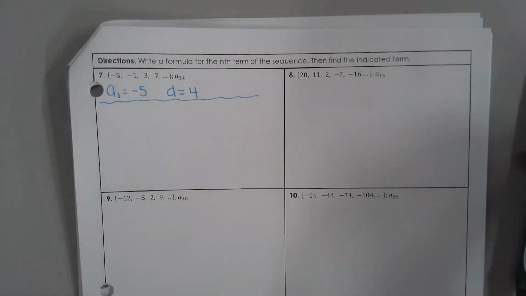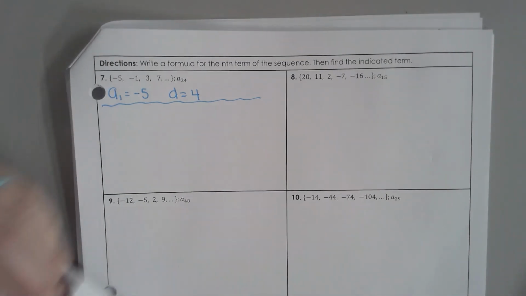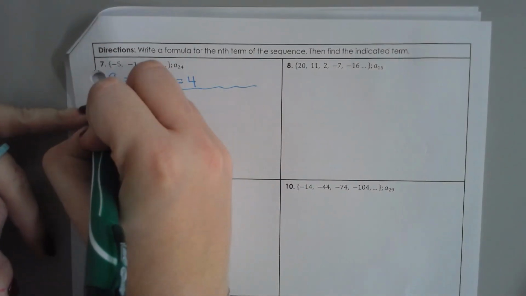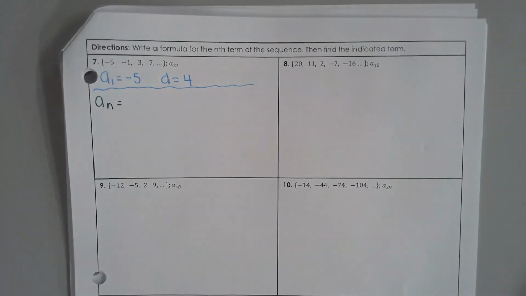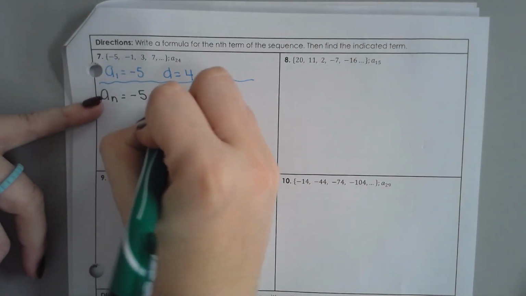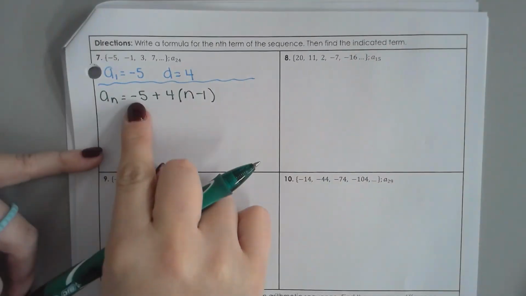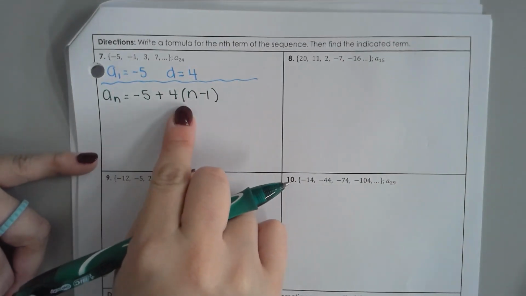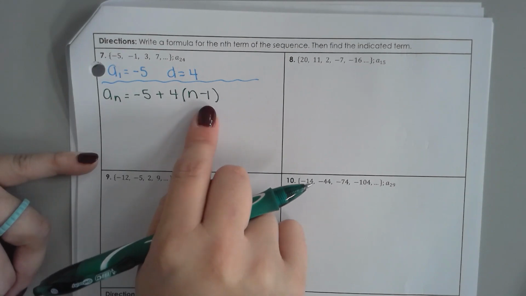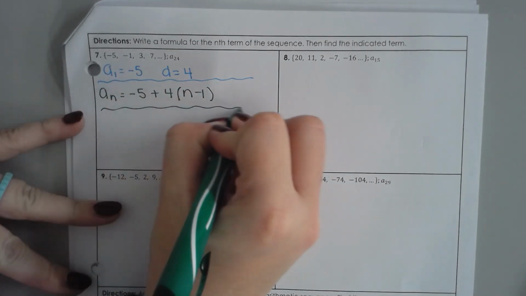So next, I'm going to fill in my A1 and D into my formula. And I get what? Patience. AN equals? -5 plus 4, and then in parentheses, n minus 1. Very good.